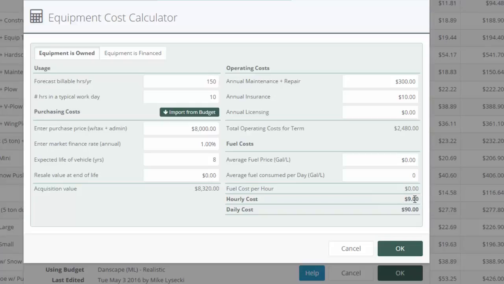What I end up with at the end of this is a cost for the plow of about $9 an hour. And you may be surprised the first time you do this that a plow per hour actually ends up costing typically more than the truck. And that's because there's so few hours on a plow.